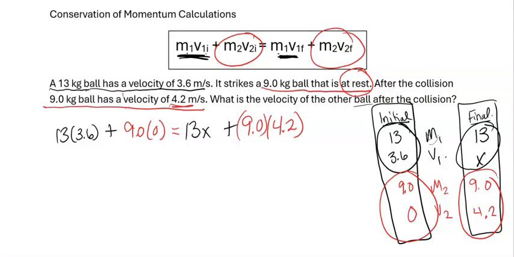Once I get all my values into my equation, then I can go ahead and start doing my computations. So on the left-hand side, I'm going to type in 13 times 3.6 plus 9 times 0, which is 0. That left-hand side gives me 46.8. And on the right-hand side, I would have 13x, and then I need to take my 9 times my 4.2, and that gives me 37.8. At this point, I can just use some basic algebra to solve my equation for x. So I'm going to subtract 37.8 from both sides.